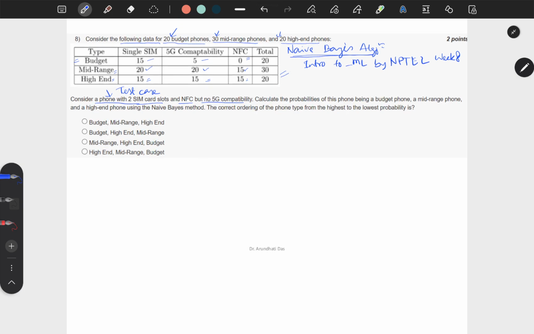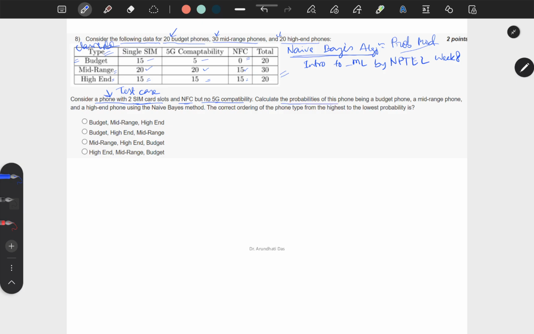This naive-Bayes algorithm is a probabilistic model. It gives us probability values, and I need to then find out the class level of this test case, which has 2 SIM card slots, NFC but no 5G compatibility. Now in this particular data set, what is the class level? The class level is nothing but the type of the phone. Is it a budget phone? Is it a mid-range phone? Is it a high-end phone? That is the class level.